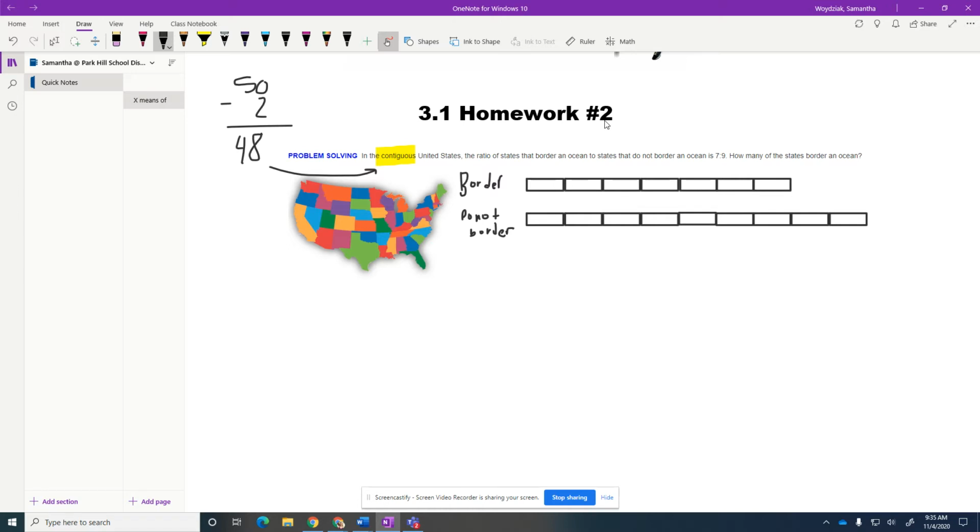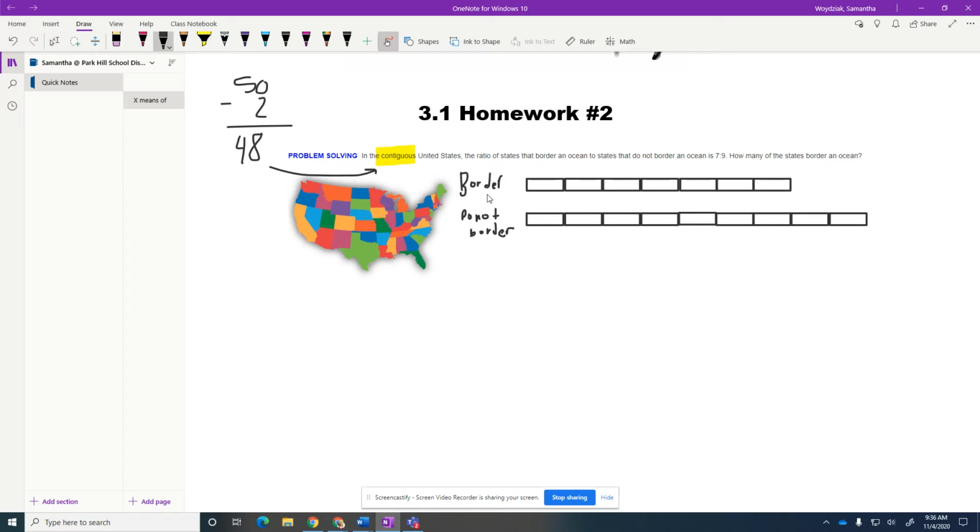In the contiguous United States, the ratio of states that border an ocean to states that do not border an ocean is 7 to 9. How many of the states border an ocean? So what we're going to do here is I actually already set up a tape diagram, which you'll learn a little bit more about in 3.2. There are multiple ways to do this, but I think this is the best way for us to really understand what's going on here.